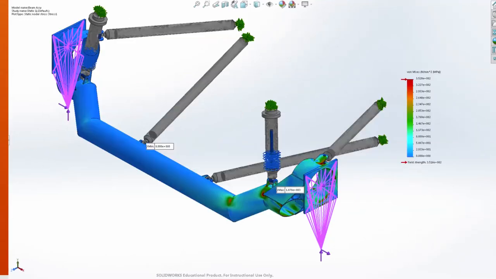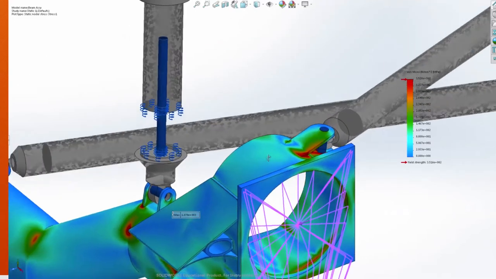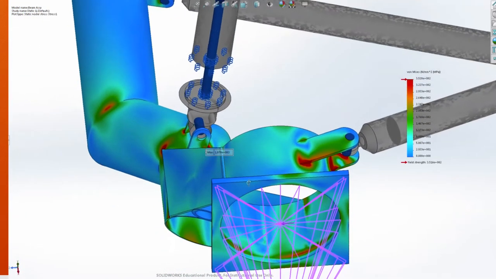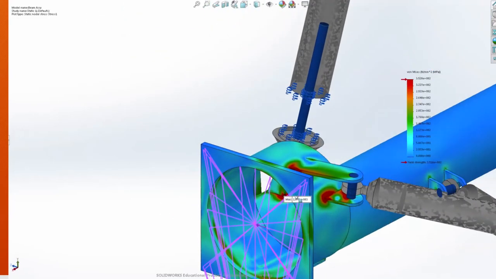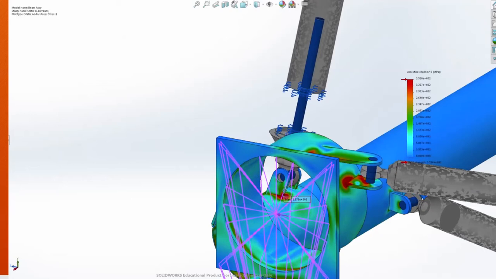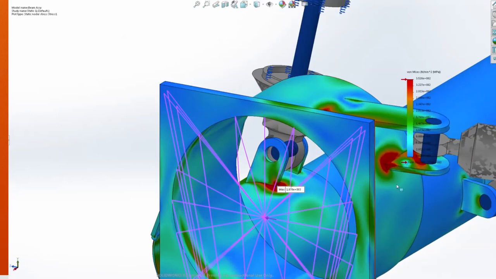And now that the study has been run, we can see these small areas of stress concentration, specifically at the welds and where the tabs meet the bearing cup. So that is failure. We use 350 megapascals as the yield strength of steel, mild carbon steel.